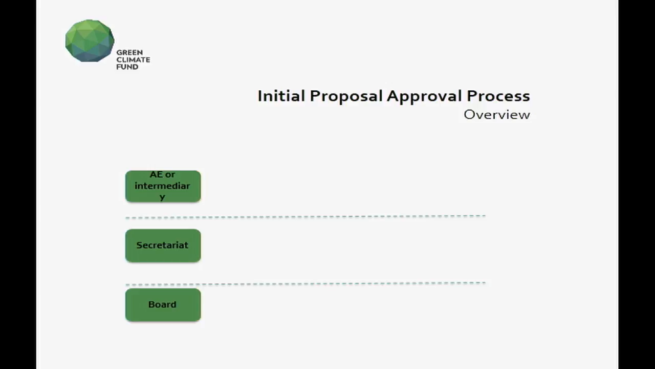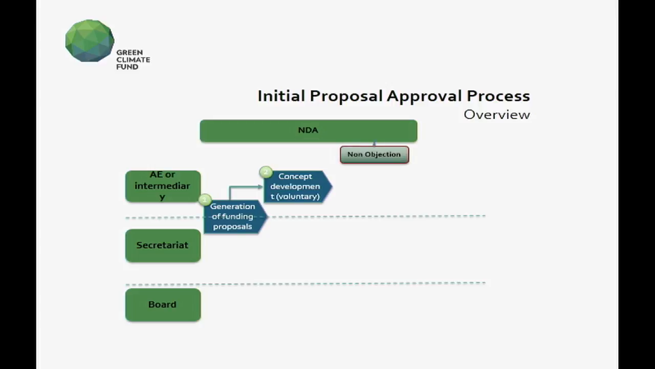To give you an idea of the approval process, we have in the top rectangle the roles of the accredited entity, so that's the upper line, the secretariat, the middle line, that's where I sit, and then the board. So you have a generation of funding proposals from the accredited entity or the NDA. Those are developed into concept notes, which are voluntary.